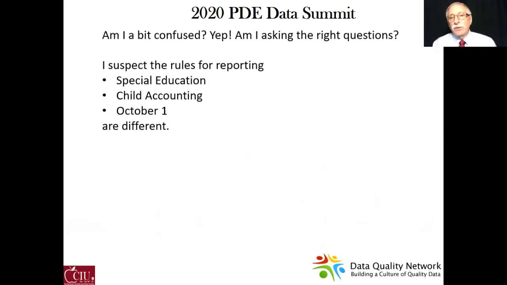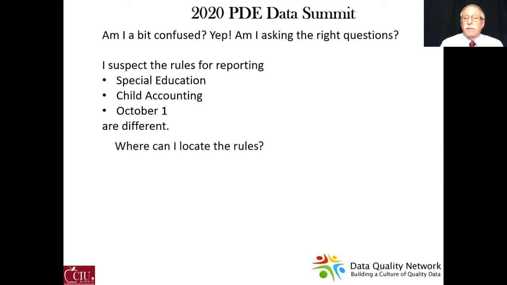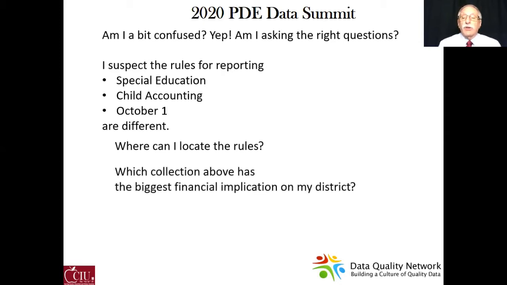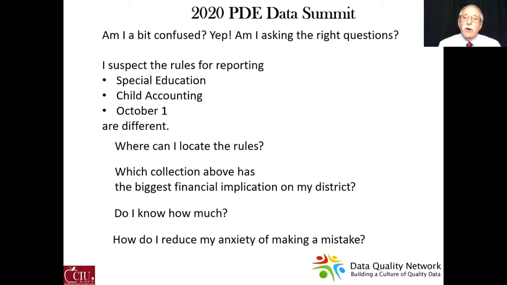So yes, I'm confused, and I'm wondering, am I asking the right questions? I suspect there might be some specific rules for these collections that might be different for special ed, child accounting, and October 1. If there are rules, where would I locate them, and which collection might have the biggest financial impact on my district? If it has an impact on my district, do I happen to know how much? How do I go about reducing my anxiety of making a mistake?